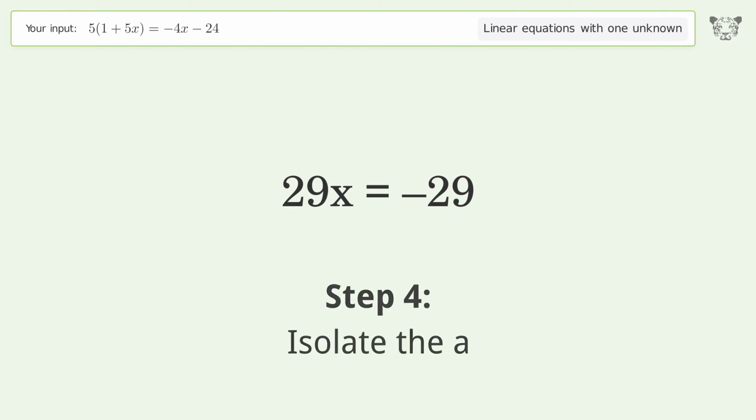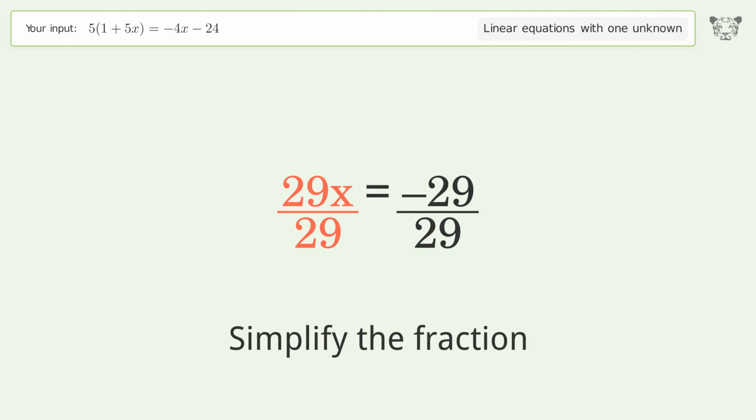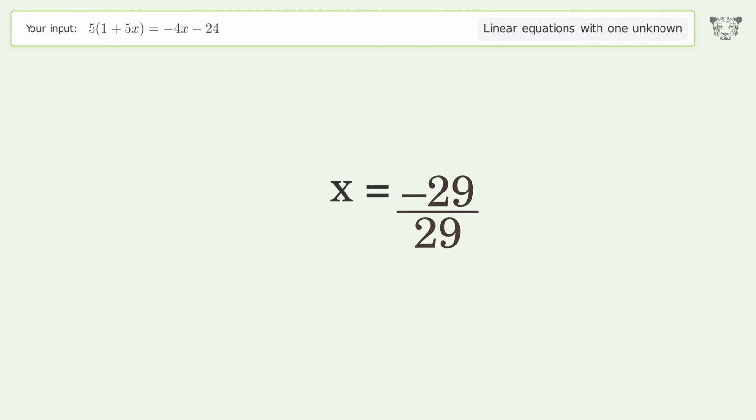Isolate the a. Divide both sides by 29. Simplify the fraction. And so the final result is x equals -1.